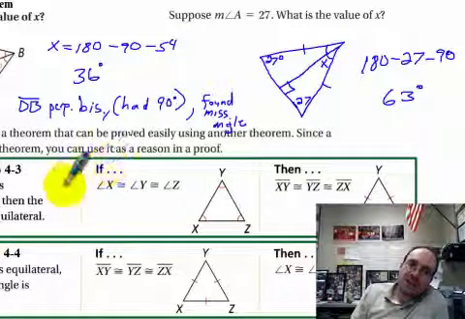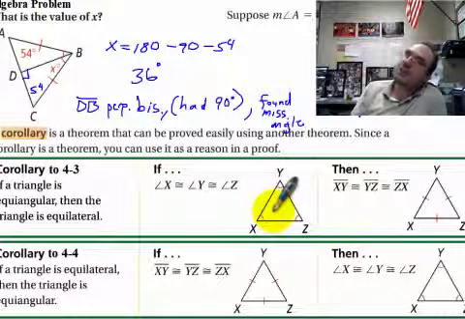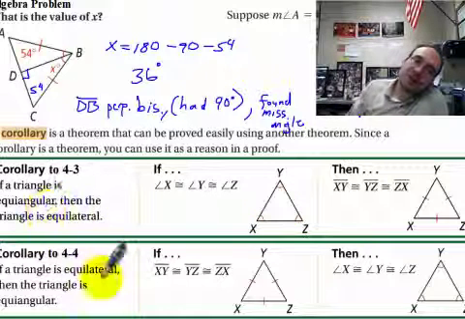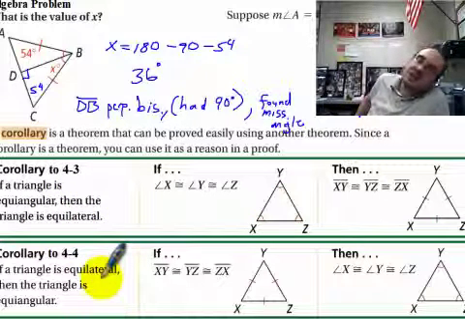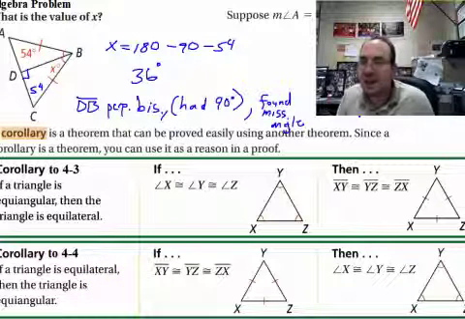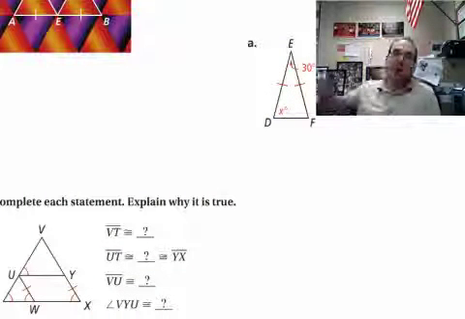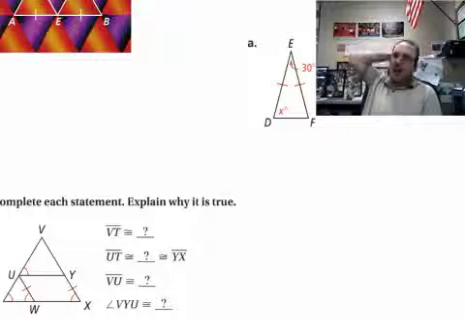Last thing here, if a triangle is equiangular, it's equilateral. In other words, if it has 3 equal angles, it also has 3 equal sides. And if a triangle is equilateral, meaning it has 3 equal sides, then it's also equiangular. So you could almost write that as an if and only if statement. Anyhow, that is the last of the theorems that we have to deal with.